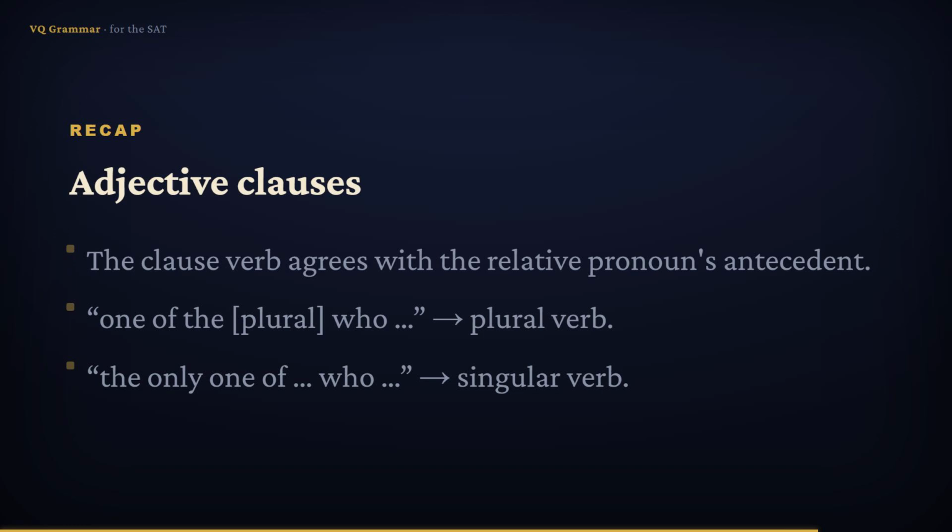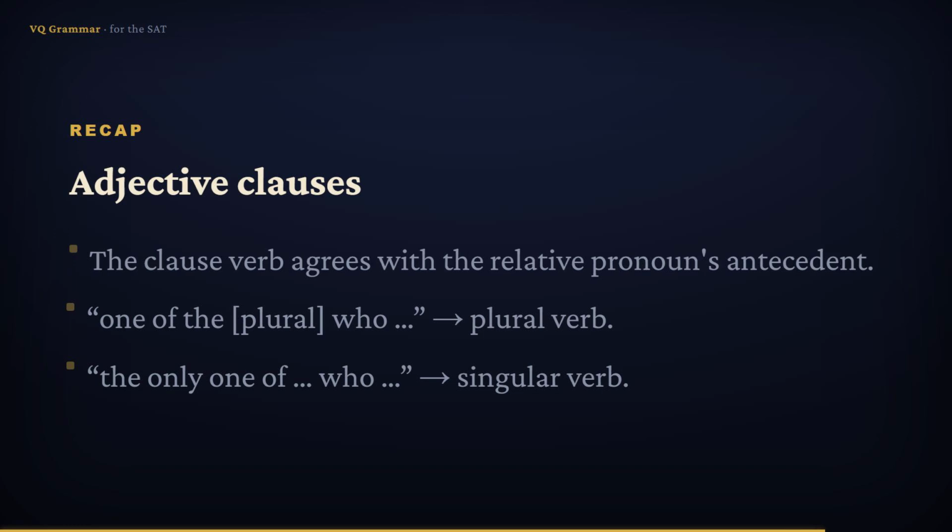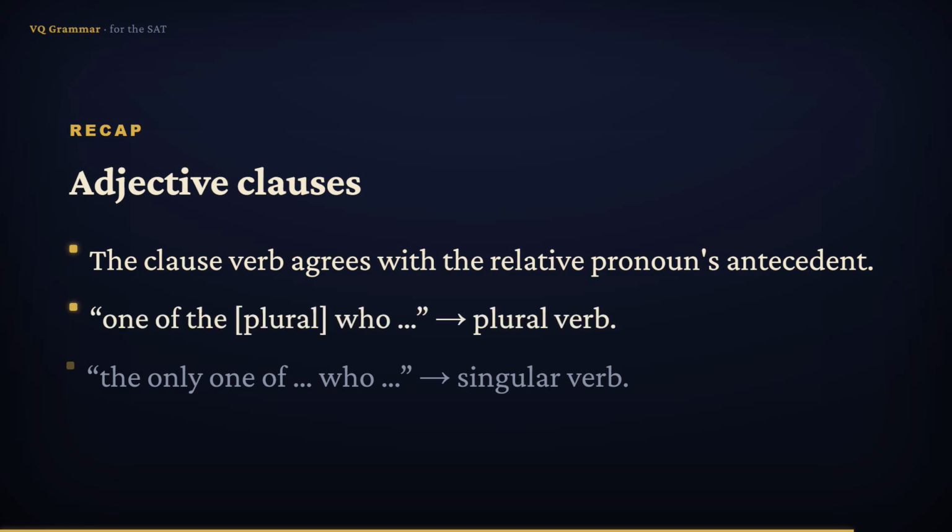Let's wrap up Chapter 6. In an adjective clause, the verb agrees with the relative pronoun's antecedent, the word it stands for. With one of the, followed by a plural noun, the antecedent is plural, so the clause verb is plural, one of the students who speak. But the only one of points to one, singular, so the verb is singular, the only one of my brothers who has. Find the antecedent first, then agree.